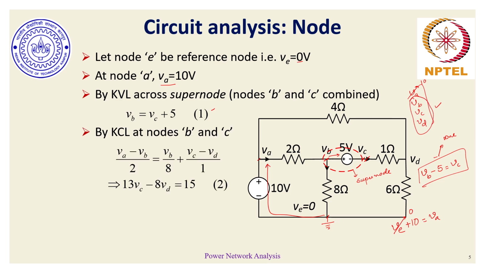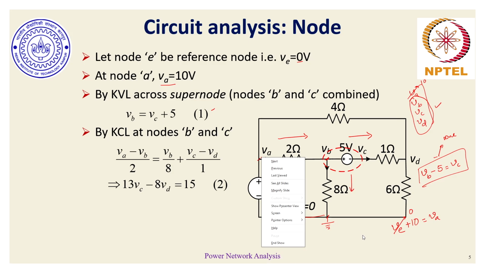If we apply KCL at nodes B and C, we apply KCL at node B first. There are 3 branches pertaining to node B. This is one branch, then we have the other branch from B to C to D, and lastly the third branch is from B to E. So if we apply KCL at node B, where VA is the potential at node A and VB is the potential at node B, across this particular branch the current that would come in would be VA minus VB by 2 ohm.